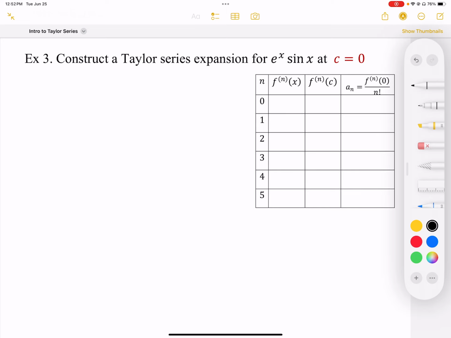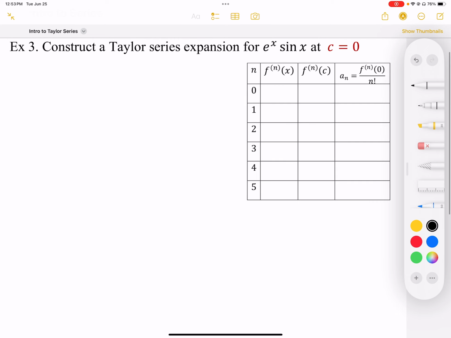For this example, we're looking at e to the x sine x, and we're going to construct a Taylor series or a Maclaurin series at c equals 0. So again, we need to generate the derivatives and then evaluate the derivatives at the center, which is 0. In this case, the derivatives are going to be a little bit more involved.